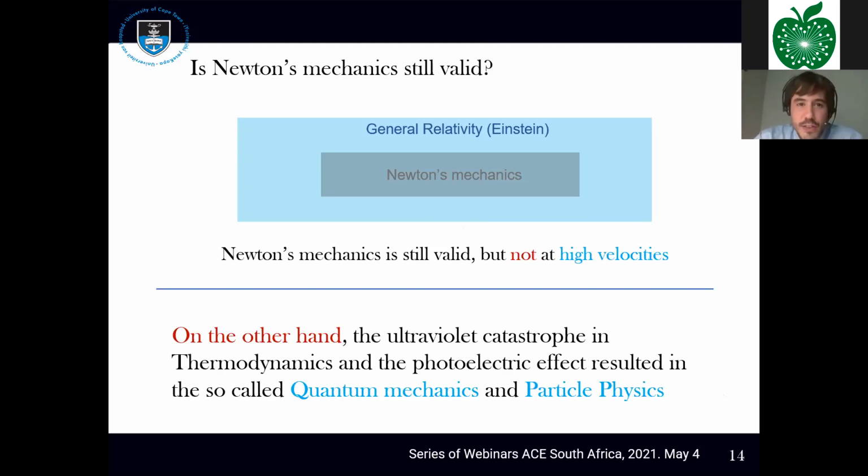Good. I don't want to make you feel confused about this. The question is, is Newton's mechanics still valid? What I told you doesn't mean that Newton is not valid anymore, okay? What we have is that Einstein's general relativity is a general formalism, a general theory that includes Newton's mechanics, okay? So Newton's mechanics is still valid, but not at high velocities. When we want to study things that are close to the speed of light, or higher energies, we have to use general relativity.